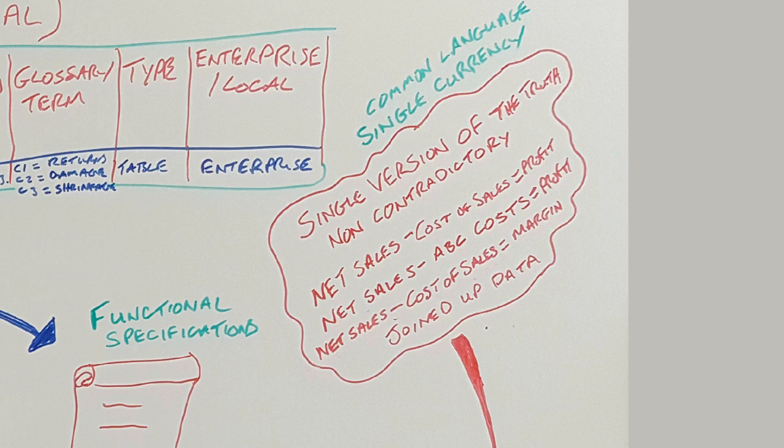However, look at the next line. This time, something else. Net sales minus ABC costs equals profit. Well, hang on, I've got a problem here. I have profit and I have profit. They'll almost certainly come out with different calculations. One's using activity-based costing costs and one's just cost of sales. So if I'm looking at an analytic, how do I know what is profit and what is profit? Which one is which? So the general term profit is not good metadata.